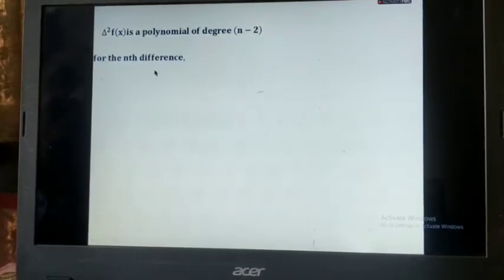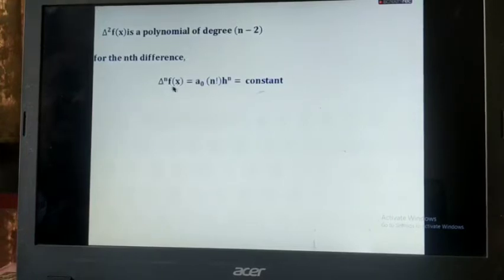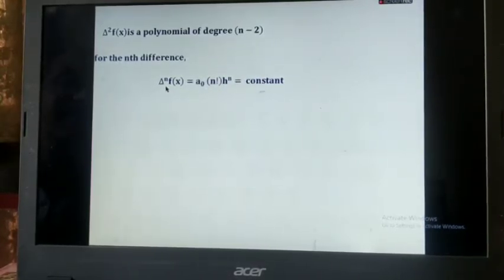For the nth differences, it is observed that delta raised to n f of x is a0 into n factorial, because n into n minus 1 into n minus 2 into n minus 3 and so on, down to 3 into 2 into 1, is obtained, and h raised to n will be coming. So these are all constants. Therefore, delta raised to n f of x is a constant. That is the proof that the nth difference of a polynomial f of x of degree n is a constant.